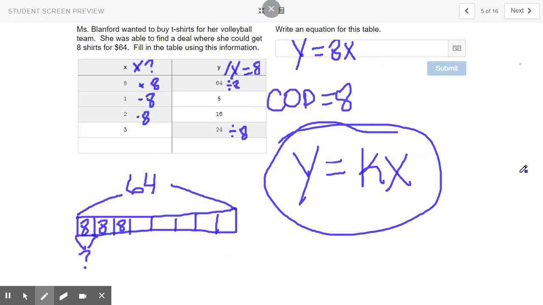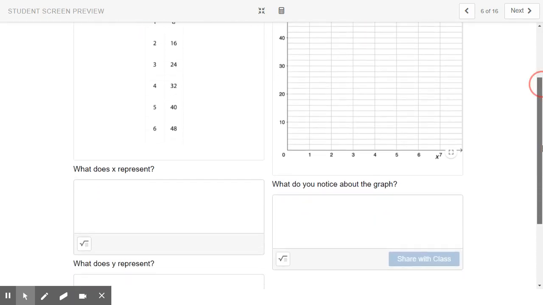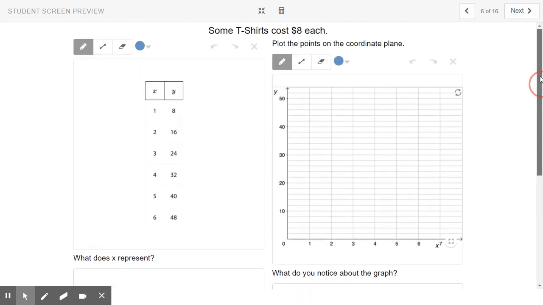All right, so now let's use this. Okay, so now I'm asking you, here's the table. We have to plot the points, and then we have to answer some questions using that. So I want you to go ahead and do that, and we'll come back to this.